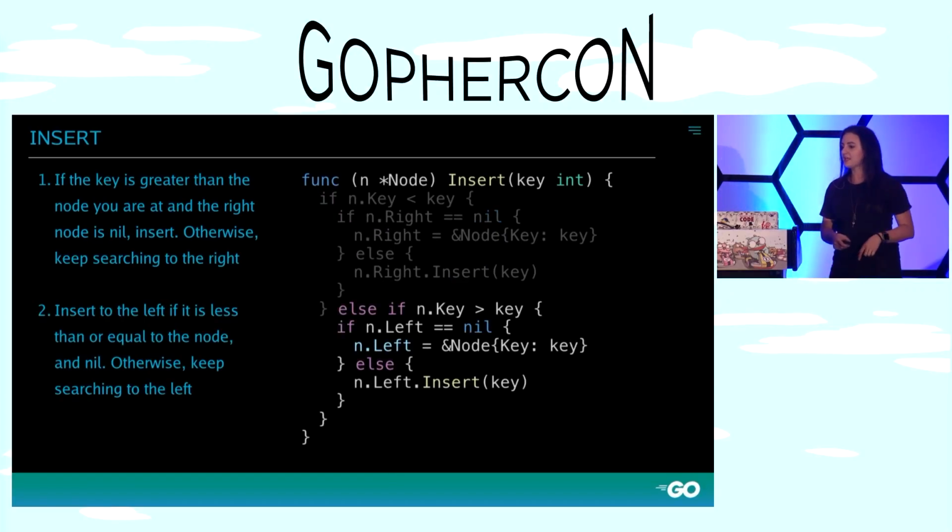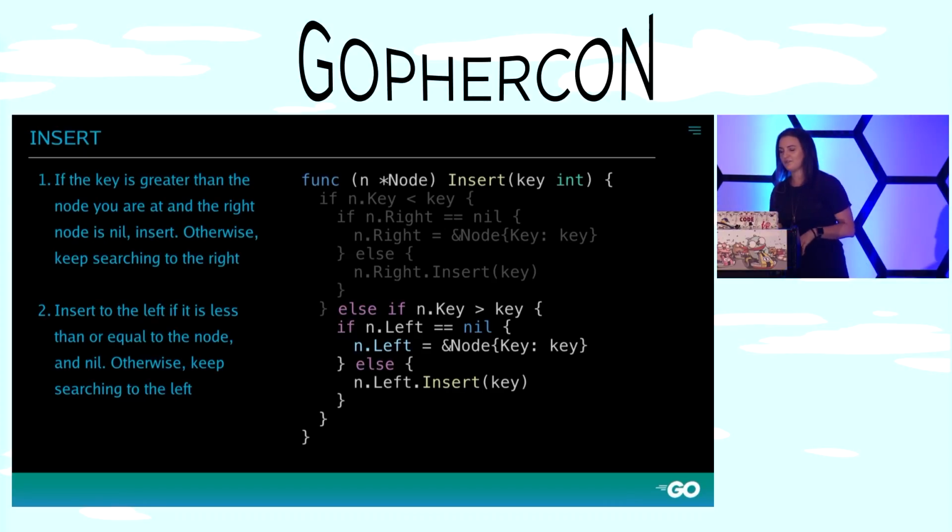And the exact same thing happens on the left. We are going to recursively look through it. But before we run the recursive function, we always do the check, is this a nil node? And then put the value in there if it is.